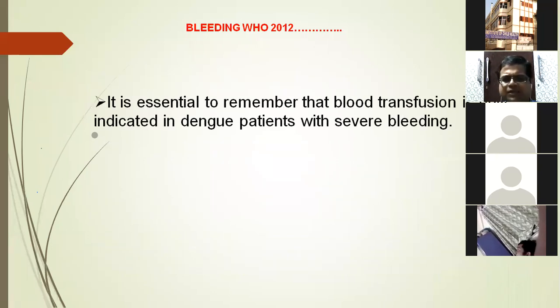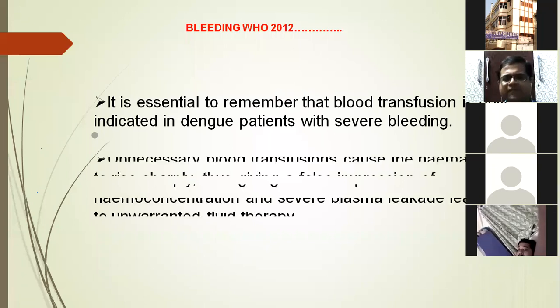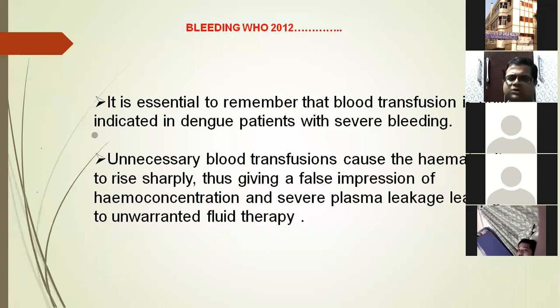For the other things they told, it's essential to remember that blood transfusion is the only indicator in a dengue patient with severe bleeding. Unnecessary blood transfusion causes the hematocrit to rise sharply, thus giving a false impression of hemoconcentration and severe plasma leakage, leading to unwanted fluid therapy.